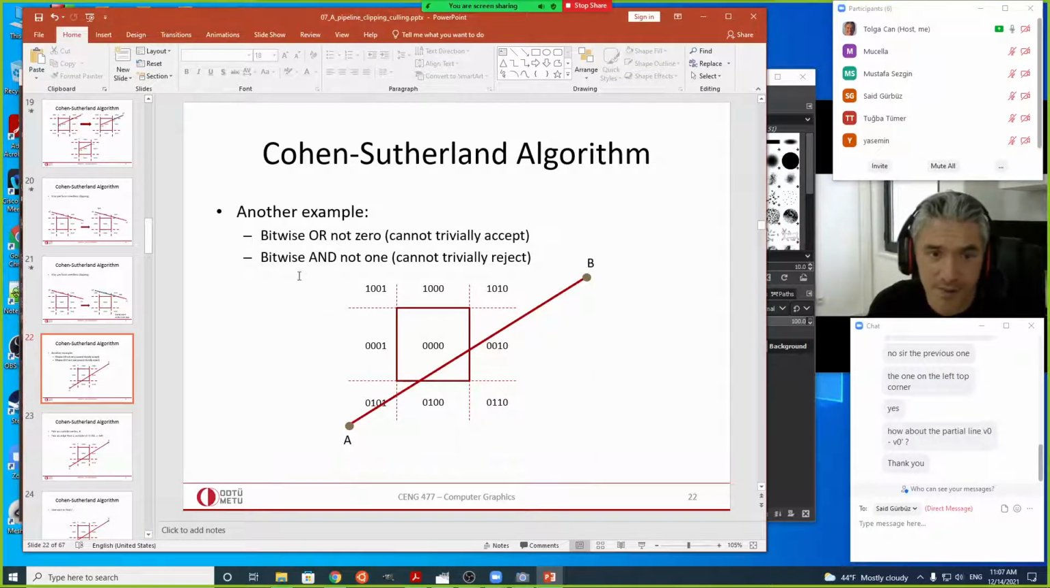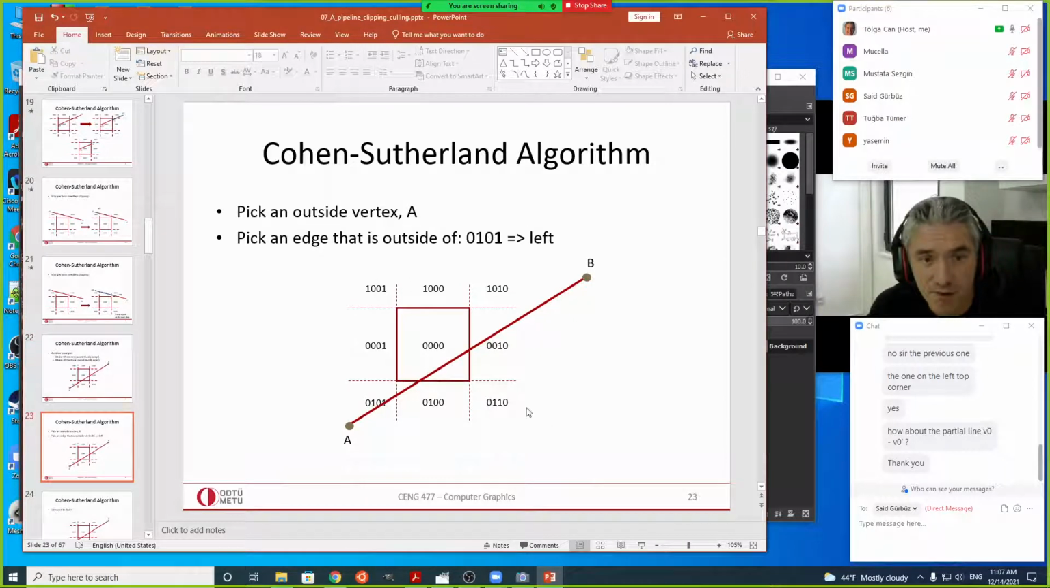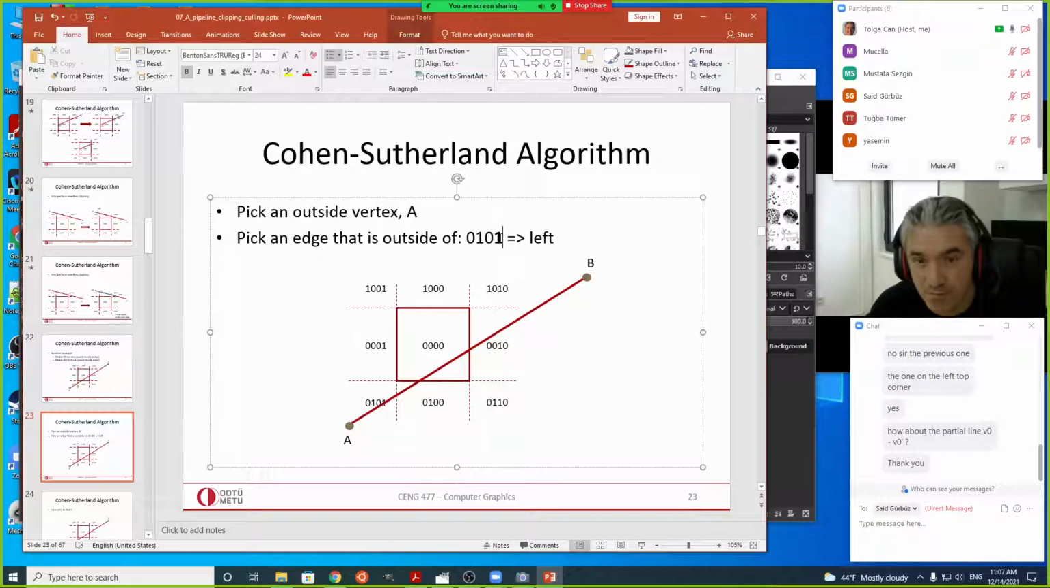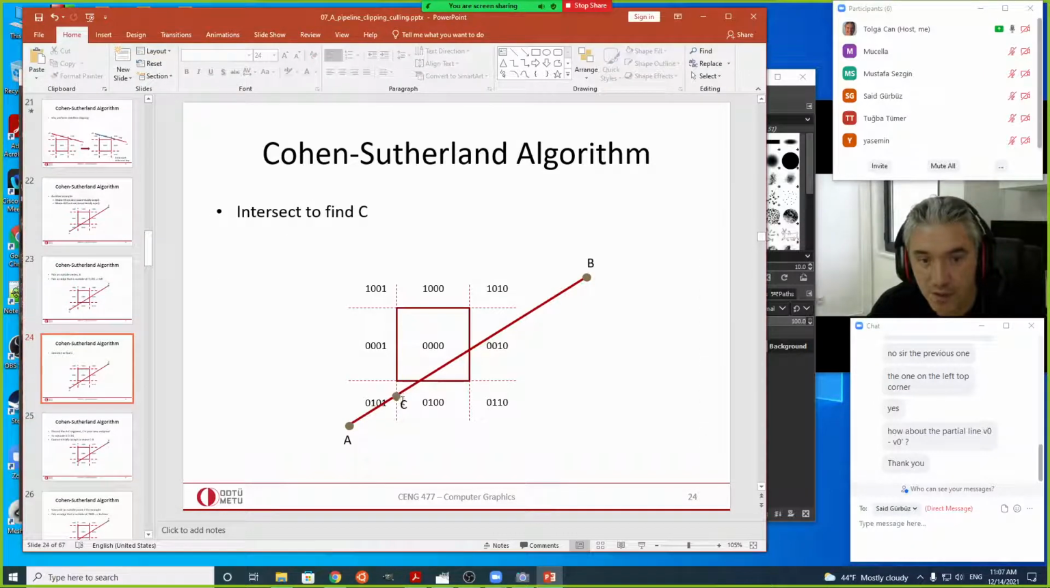So this is another example. We cannot trivially accept or reject this one. We pick an outside vertex A, pick an edge that is outside. We pick the left one, so it is clipped. It becomes C. Now we have C and B.